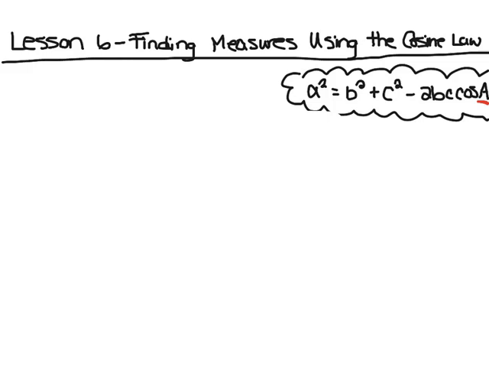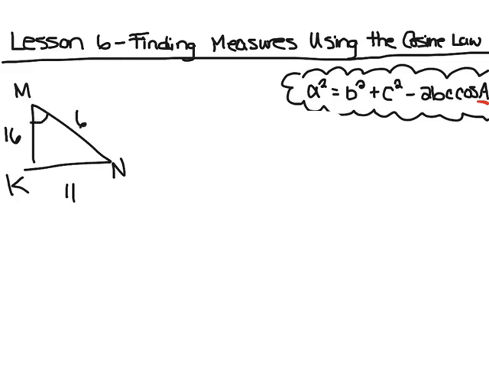Example 2, in triangle KMN. So we don't know what it looks like, so just draw a triangle KMN. KM is equal to 16 centimeters, KN is equal to 11 centimeters, and MN is equal to 6 centimeters. Determine the angle measure of M. So, because we're looking for this M, the side directly across from it needs to go first. So it should be 11 squared is equal to 16 squared plus 6 squared minus 2 times 16 times 6 cos of M.